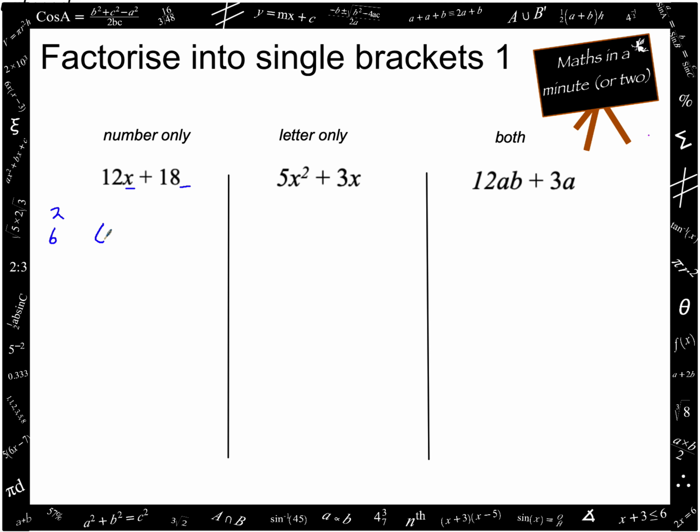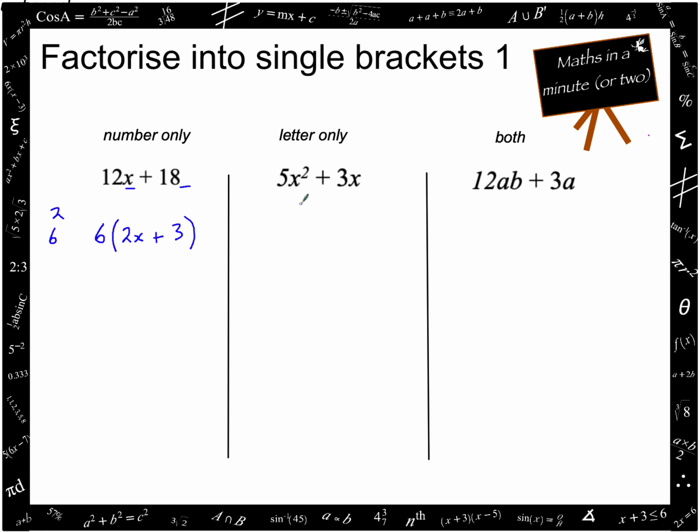So 6 goes on the outside of the bracket, and we ask ourselves, what would we have multiplied 6 by to get 12x? We need 2 and x. You can check that by multiplying them back out again. 6 times 2x would have given us the 12x, plus 6 times what would have given us 18? That's going to be 3. So there's our answer, 6 bracket 2x plus 3.